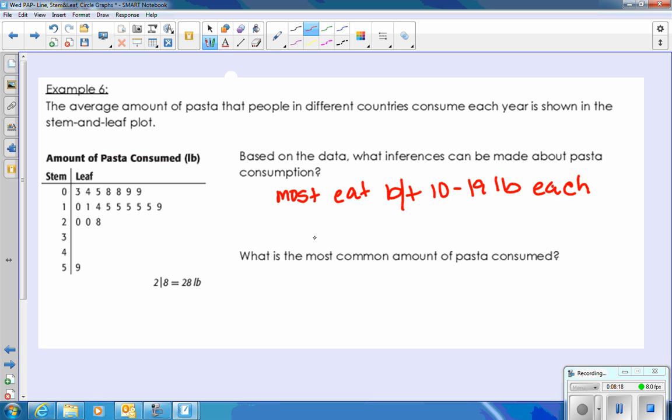It says, what is the most common amount of pasta consumed? See all these 5s? That's 15. So 1, 2, 3, 4, 5. 15 occurs 5 times. Nothing else occurs that many times.